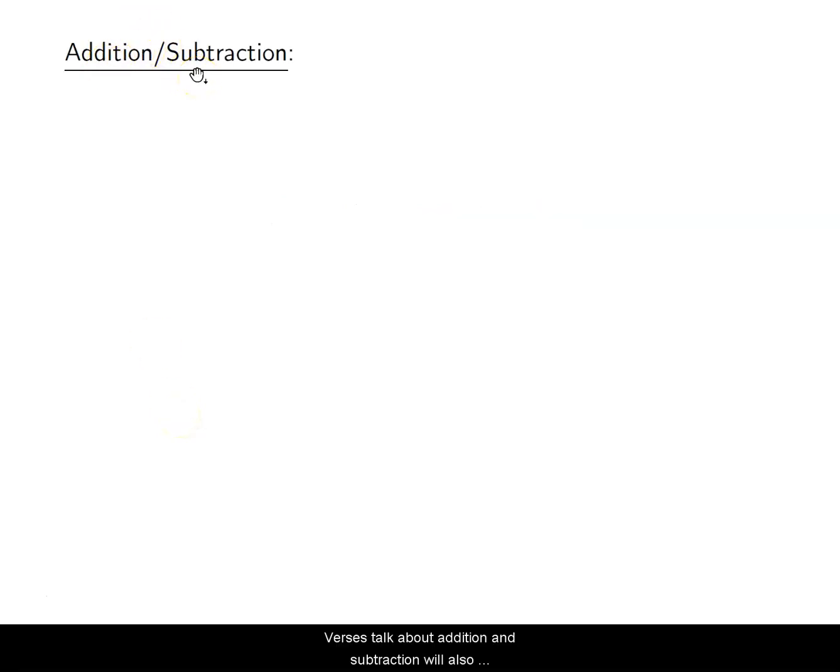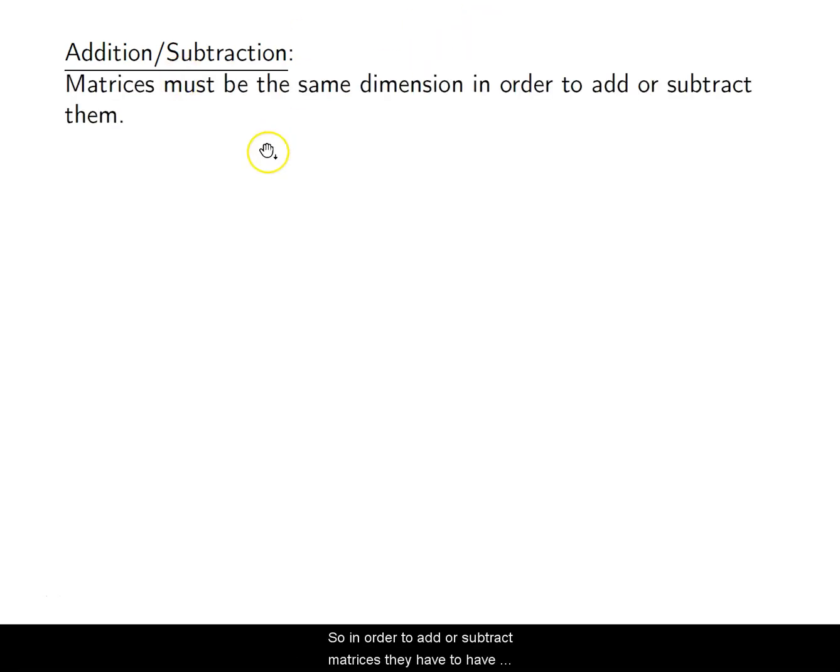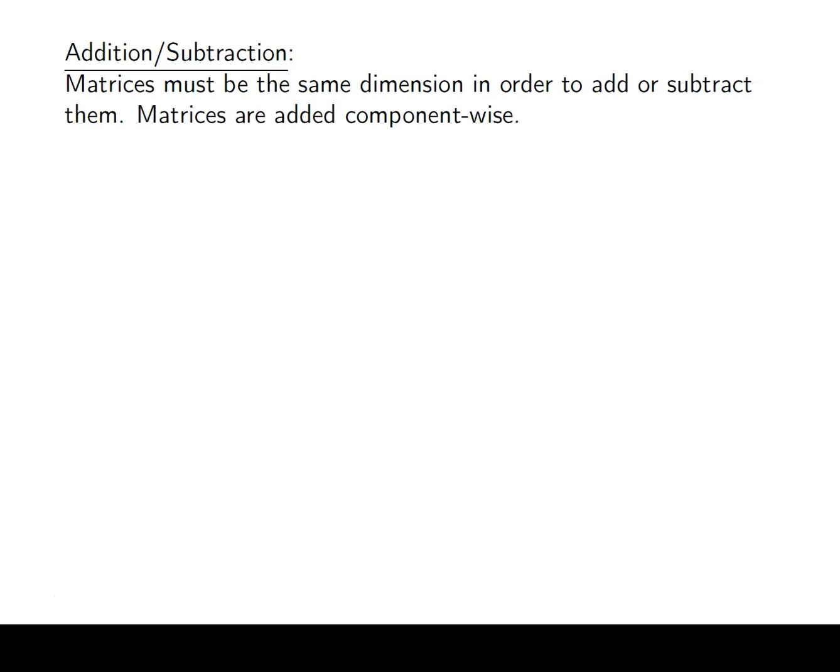So first, let's talk about addition and subtraction. We'll also introduce some new notation for matrices. So in order to add or subtract matrices, they have to have the same dimension, okay? Meaning they have to have the exact same number of rows and the exact same number of columns. If they do not match up dimension-wise, then they cannot be added or subtracted, okay?